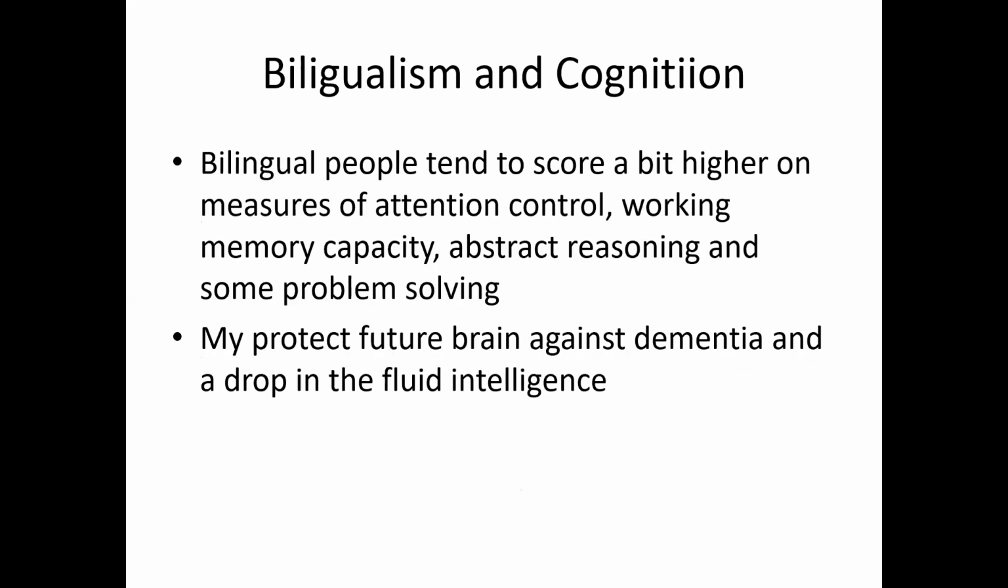Other things we know, there is a correlation. So remember, correlation doesn't mean causation, but there's a correlation that bilingual people tend to score higher on measures of attention control, working memory capacity, abstract reasoning, problem solving. It seems to better protect the brain against dementia and drop in fluid intelligence. All of this stuff is positive, right?